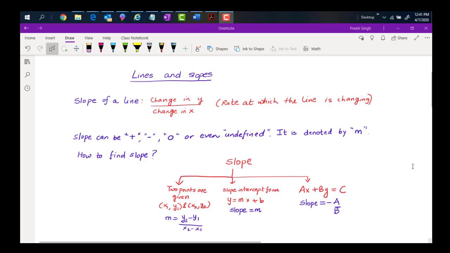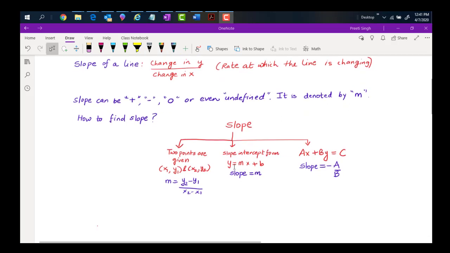Usually we use the letter m to write the slope, like m equals 3, m equals 3/5, or so on. To find slope, there are many ways. The first one: given 2 points, you can find it because it's the rate of change of that line, how it is changing with respect to x. You take the change in y by change in x, which is y2 minus y1 over x2 minus x1.